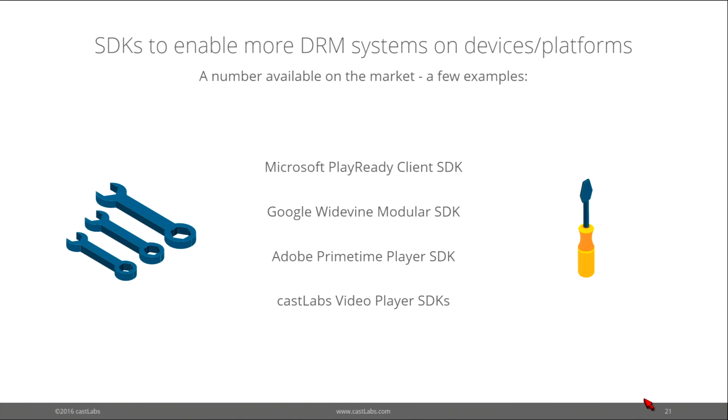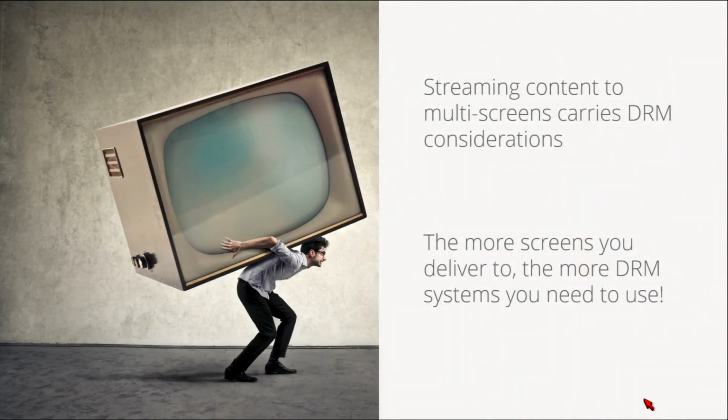So SDKs are used to enable more DRM systems out there. There are a number of examples of this. Microsoft has their PlayReady player SDK. Google's Widevine has their modular SDK. Adobe has their Primetime SDK. And our company, castLabs, actually supports many different DRM schemes on iOS and Android, as well as desktop. We have an HTML5 compatible browser that will support Dash, HLS, Smooth Streaming, and the various DRM schemes that are out there.